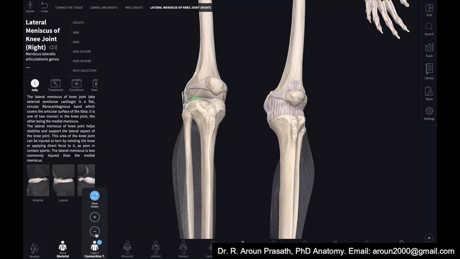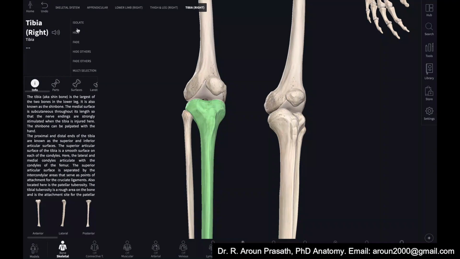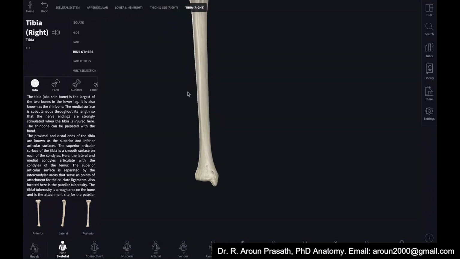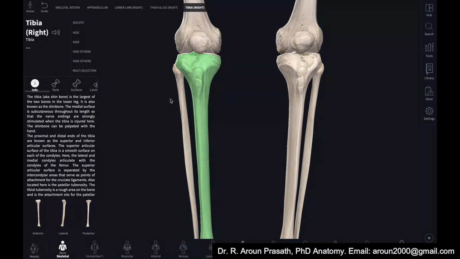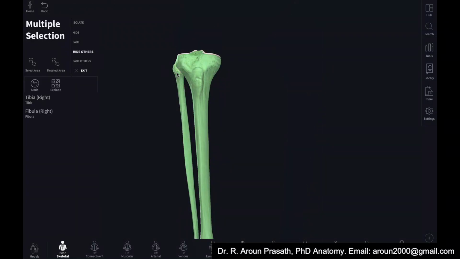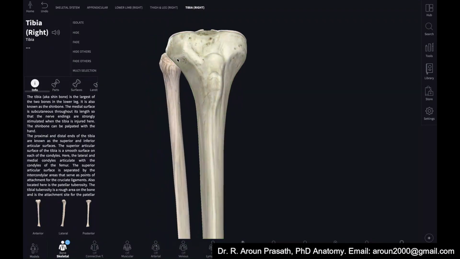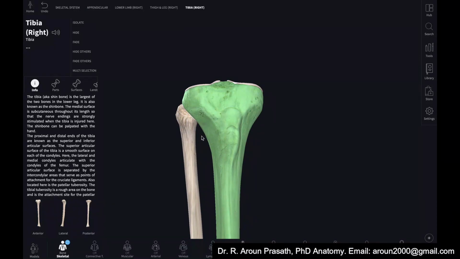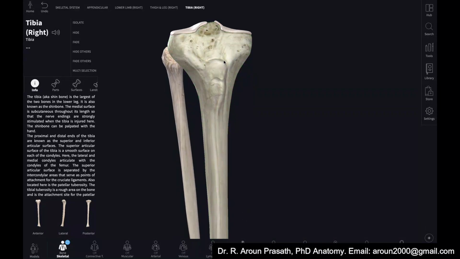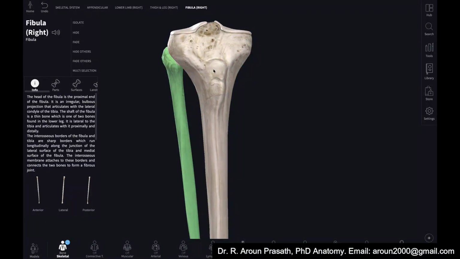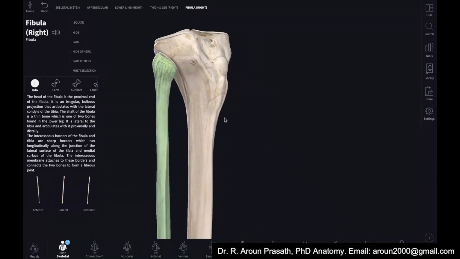Okay, now let's go to the other parts of the tibia. As I told you, this is the fibula, and this is the tibia. You see, the fibula is not at all taking part in the knee joint. The fibula is not a knee joint bone, and it does not take part in weight bearing activity. Coming to the shaft of the tibia, as I told you, the tibial tubercle is present in this region, which gives attachment for the quadriceps muscle.